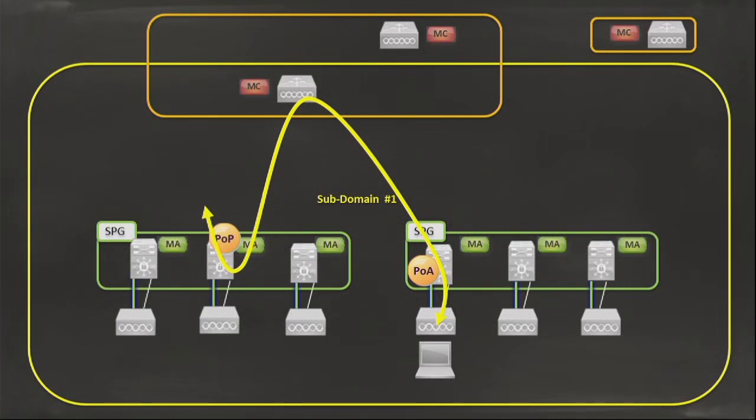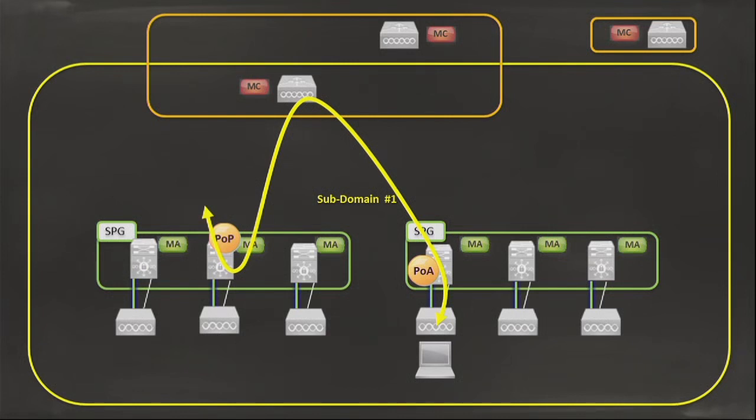But because now we involve the MC, traffic will actually flow through the MC. That doesn't look very efficient, does it? But again, keep in mind that this is not supposed to happen very often. Most of the time, you're in the SPG, and if that roaming happens often, then your design is wrong. You need to redo it.